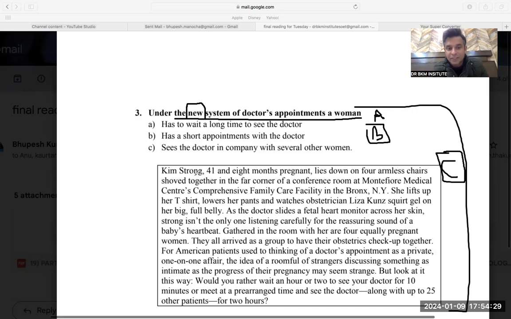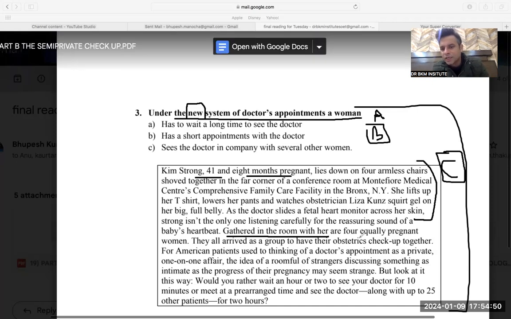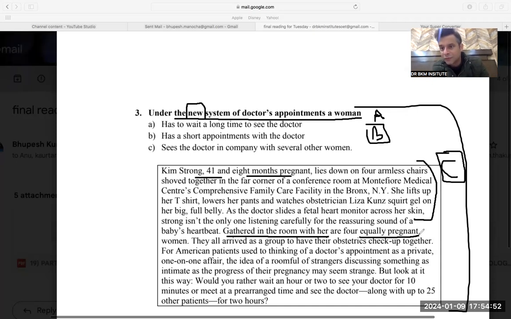Then we read this paragraph. This paragraph said that this 41-year-old pregnant woman, she was, again, you can read it, but I'm just recording it. We have already done this question, so I'm not reading it completely. This was the major line: gathered in the room with her. So she was a pregnant woman and the doctor was doing the checkup. Gathered in the room with her are 4 equally pregnant women.